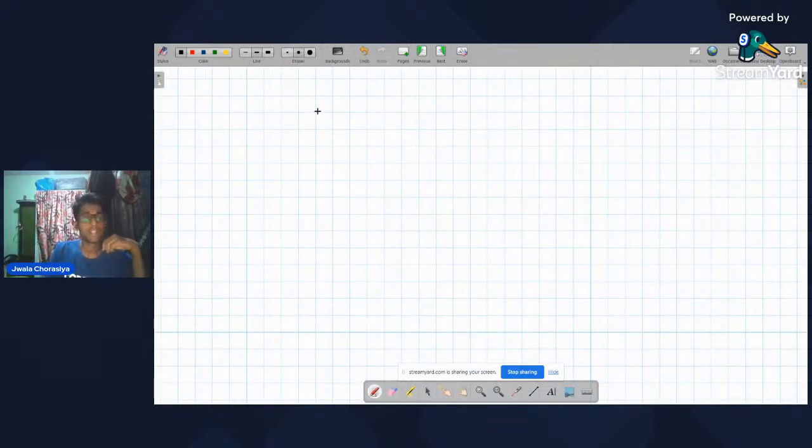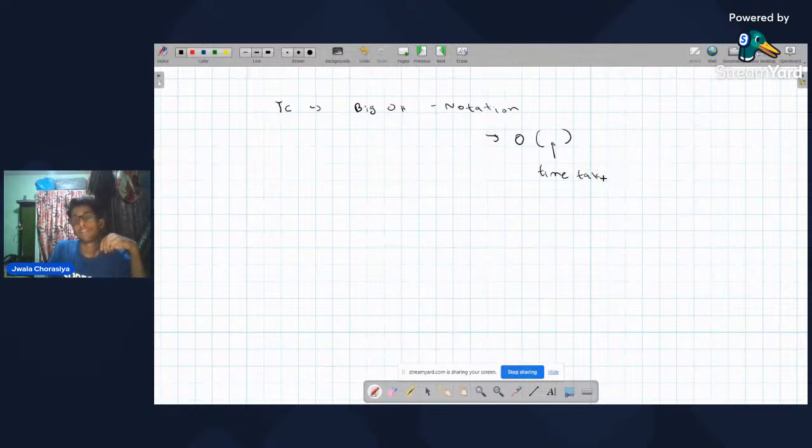When I say time complexity, let me denote it with TC. I denote it with big O notation. So what is big O notation? This is the big O notation, and what we write in this blank space is the time taken. This is the general notation of time complexity.